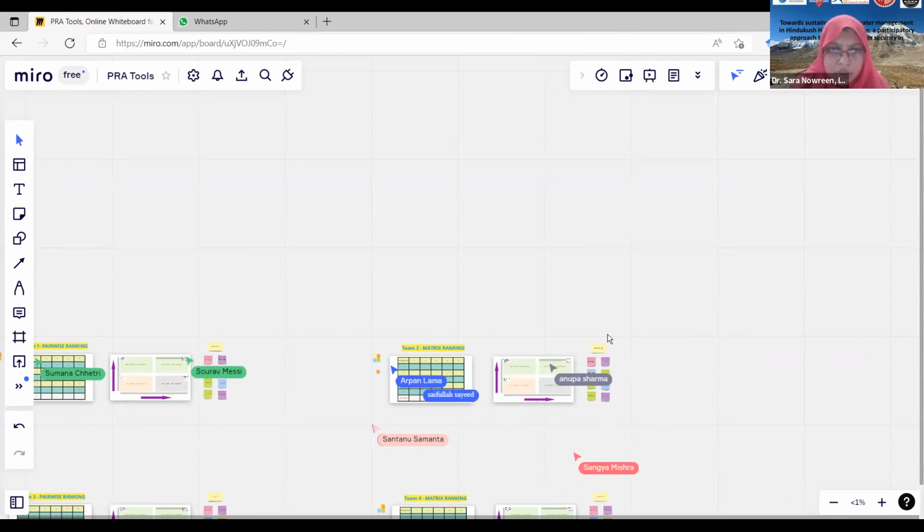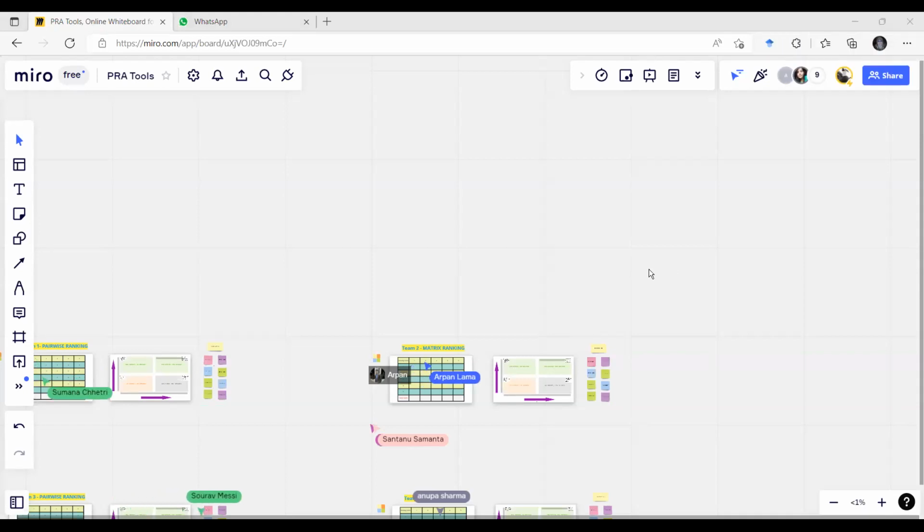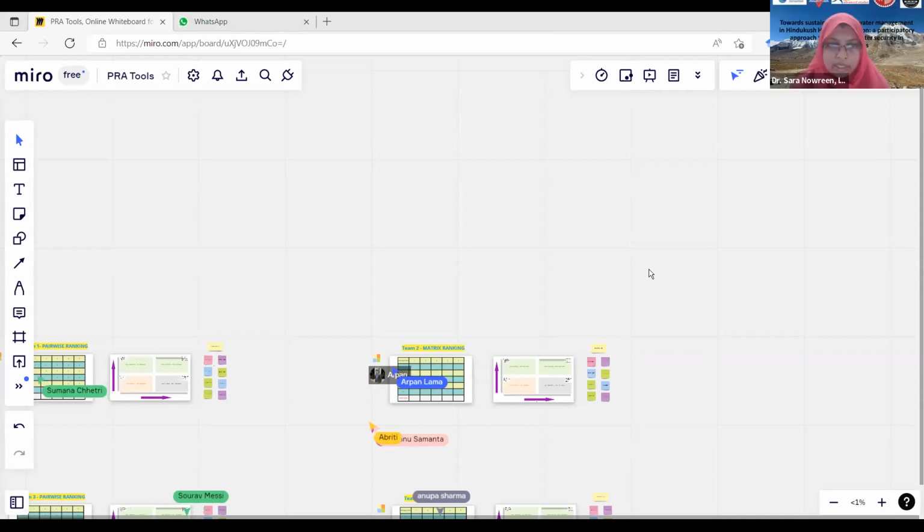Everyone is joining in group room 3. What happened to the other rooms? Okay, 3 and 4. Okay, fine. Is it okay for 3 and 4? Yeah. No worries.